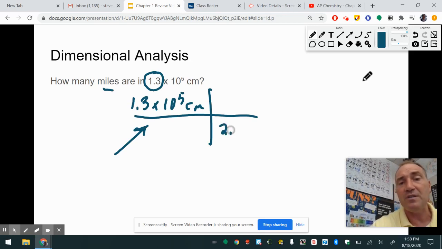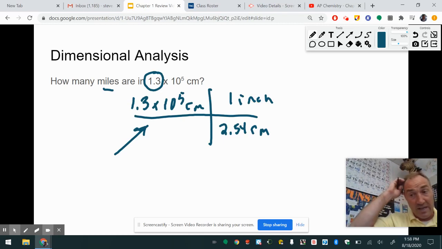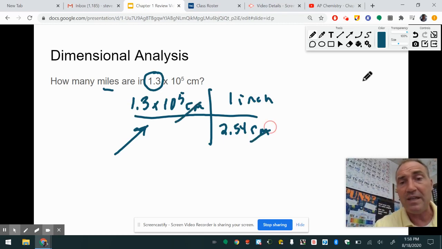And I would have to look this up or just memorize it, but it's 2.54 centimeters in 1 inch. Now, when I do dimensional analysis, it's very important that these are set up so that they cancel out. Very important. The units will always be matched up that way. And then this is the conversion factor. You usually have to look that up if you don't know it, or just memorize it.